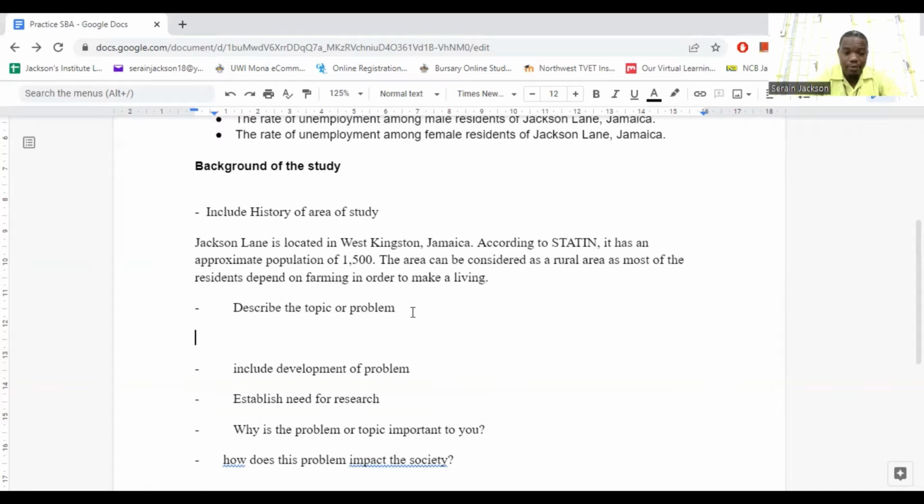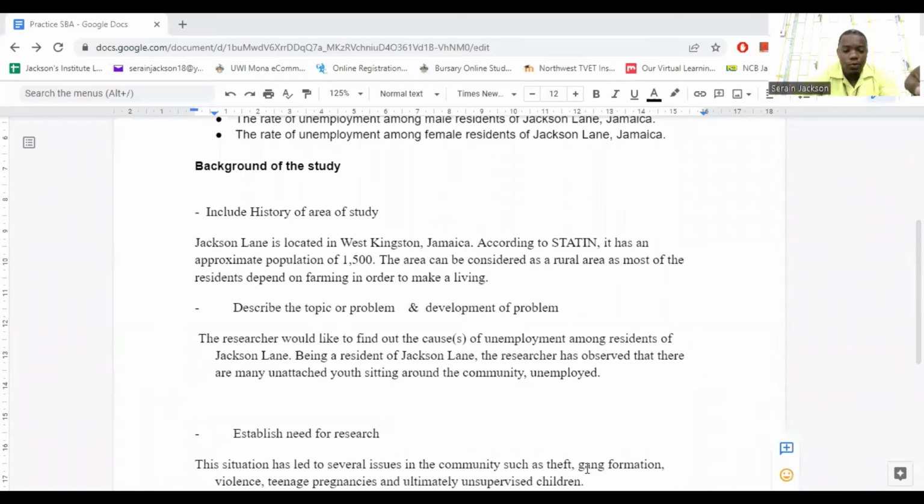And then you're going to describe the problem now. This is what I have come up with as it relates to the description of the problem and the development of the problem. Really, describing the problem is just stating what the problem is. So I say that the researcher would like to find out the cause or causes of unemployment among residents of Jackson Lane. Then I went on to say, being a resident of Jackson Lane, the researcher has observed that there are many unattached youth sitting around the community unemployed.